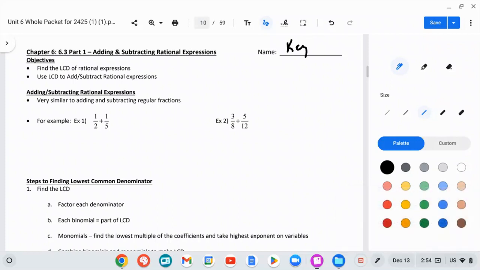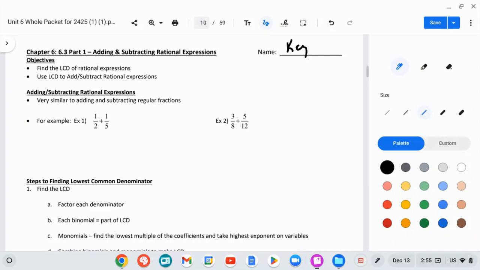Okay, we have 6.3 part 1, adding and subtracting expressions today. We need to be able to find the LCD, and once we find the LCD, we'll move on to the adding and subtracting part. Adding and subtracting rational expressions is very similar to adding and subtracting the fractions that we're normally used to doing from middle school.